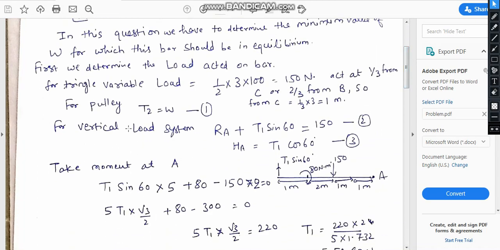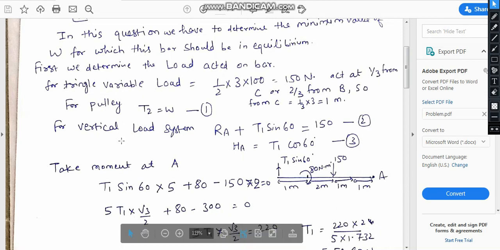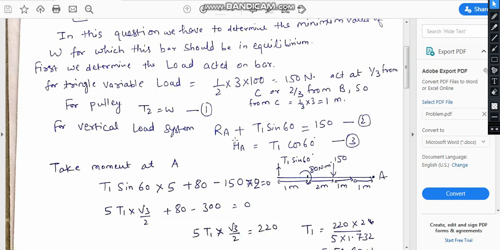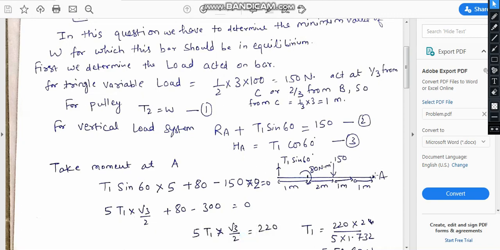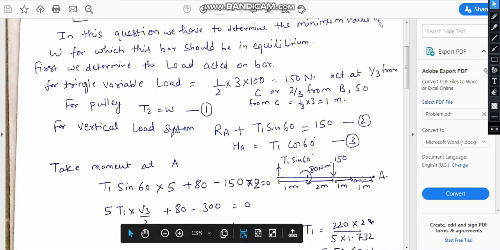Now we come to this part: first we equate the vertical load and horizontal load. These two equations can be used to determine the reactions RA and HA. Apart from this, for an equilibrium system, the overall moment about a point, either that end or another end, should be equal to 0. So T1 sin 60 is one moment acting at this point, and there is 150 Newton for the triangular load system, and this is point A. We calculate the total moment on this bar about point A.